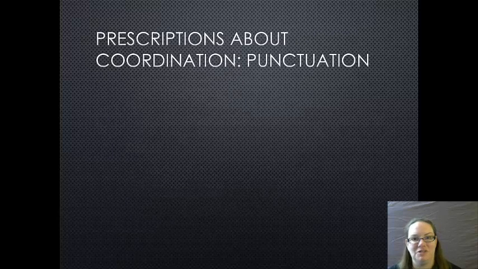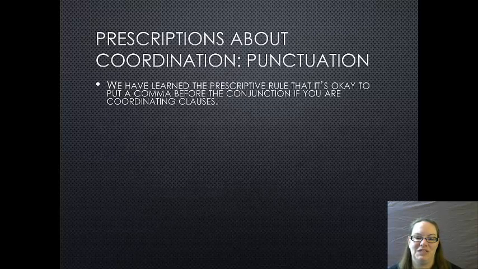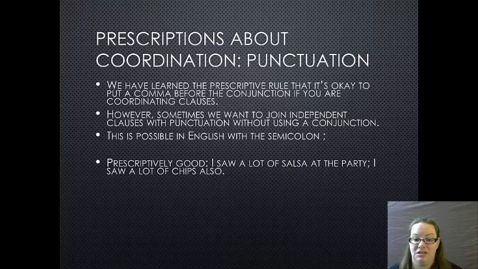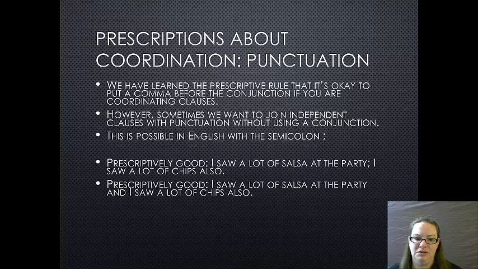Okay, let's take a look at some punctuation. Okay, so prescriptive rules say that it's okay to put a comma before the conjunction if you're coordinating full clauses. We do not put a comma if we're not coordinating clauses. So if there's not a subject and verb on both sides of the coordinating conjunction, then there should never be a comma. Okay. Sometimes when we want to join independent clauses, we want to do something without a comma. Okay. One case is that we can use the semicolon. We have to use this without using a conjunction. So here are some examples.